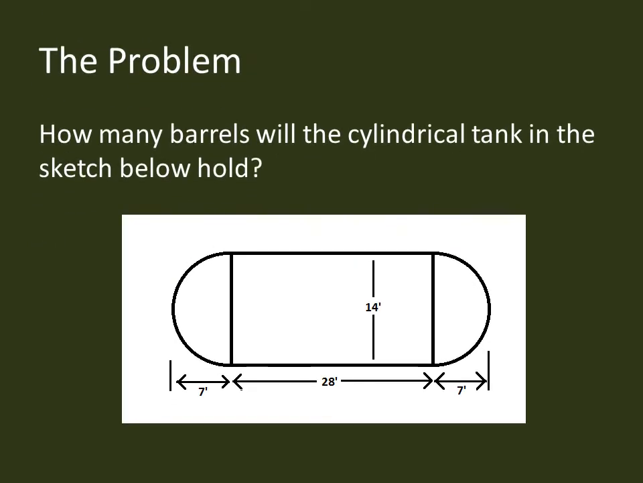So here's our problem. How many barrels will the cylindrical tank in the sketch below hold? The sketch describes a tank with two half-spherical ends with a radius of 7 feet and a main body cylinder with a radius of 7 feet and a length of 28 feet. The hard part here is that we have a two-dimensional sketch of a three-dimensional structure, so we need to use our imagination to see the tank and its half-sphere ends. So the first thing that we should take out of this is that it is a volume problem.